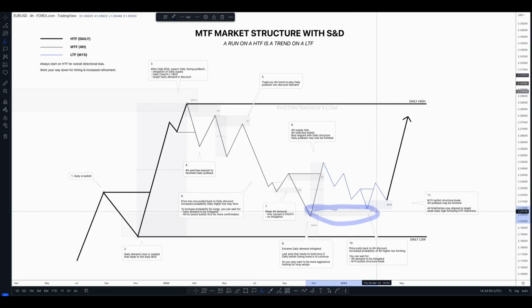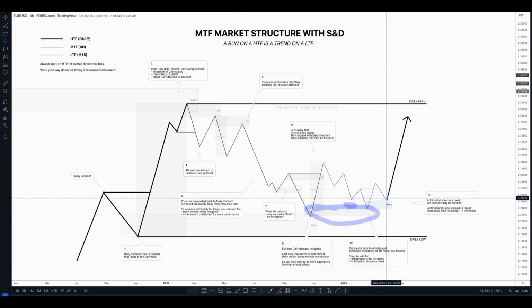And now you have a 4-hour zone. So you could look to get long here straight away. Or what else could you do? You could drop down to the M15 and you could wait for price to mitigate that 4-hour zone. Drop down to the M15 because you want a little bit more confirmation that this 4-hour zone is going to hold. Wait for the M15 structure to shift bullish. Okay, now you've got confirmation the 4-hour zone's holding, right? And now we can get long from the M15 zone.